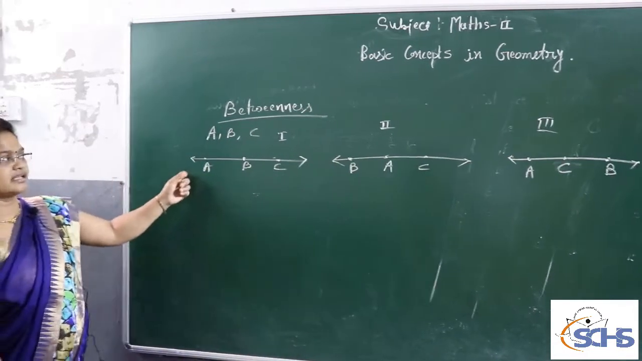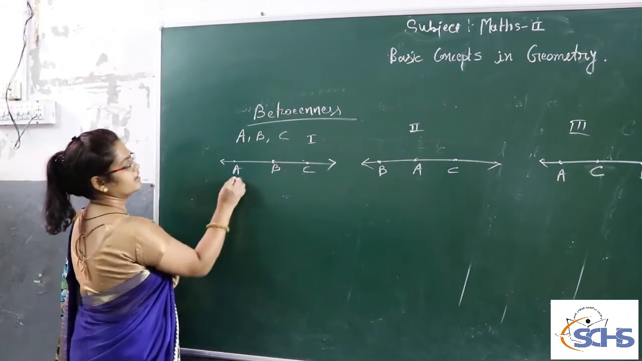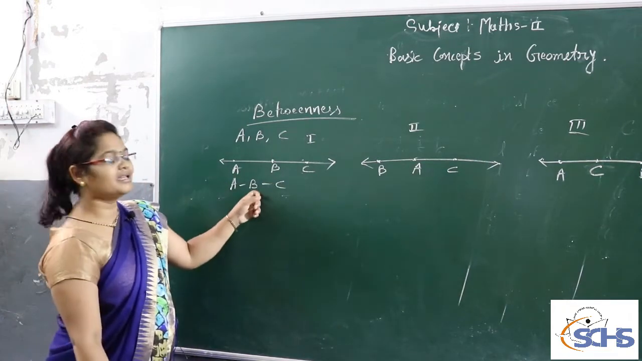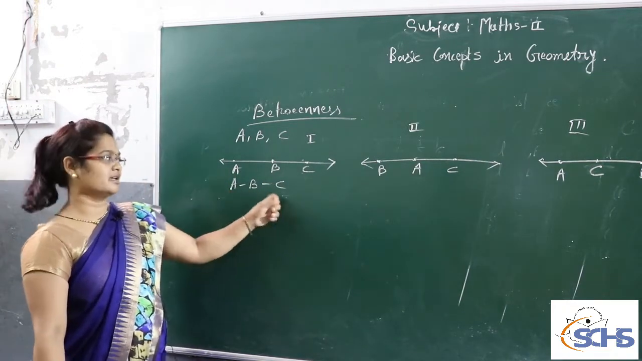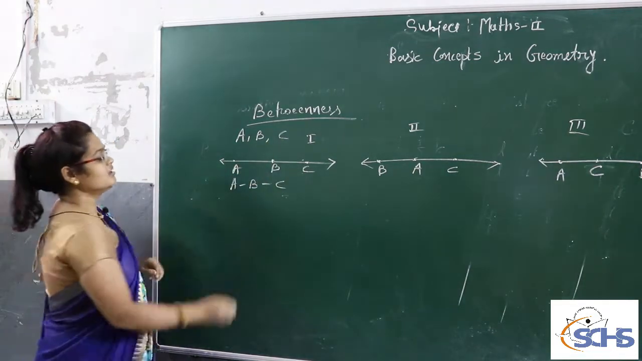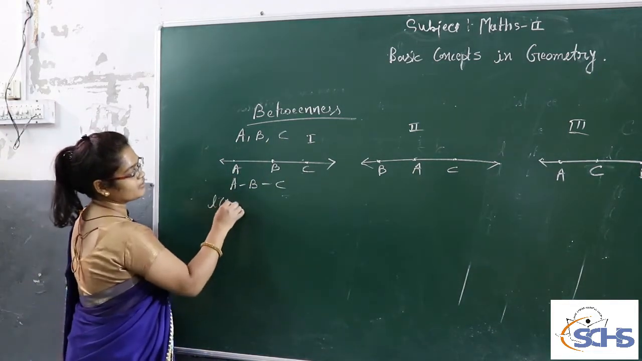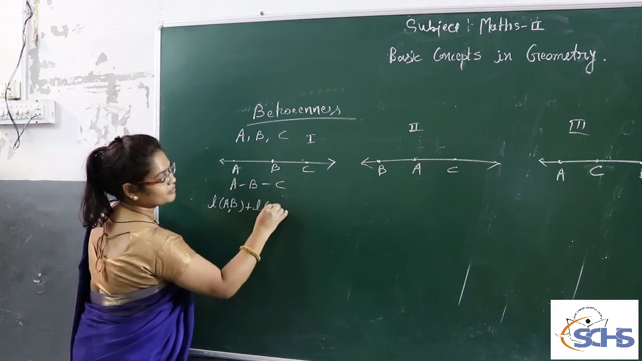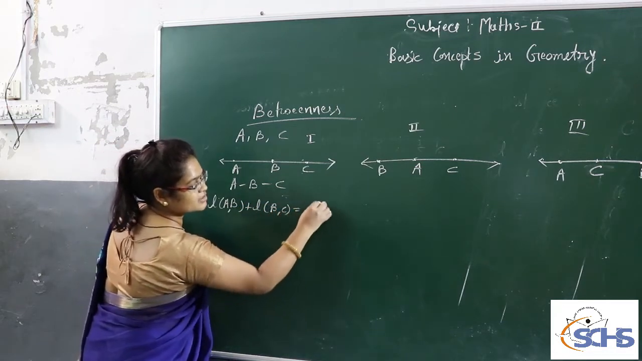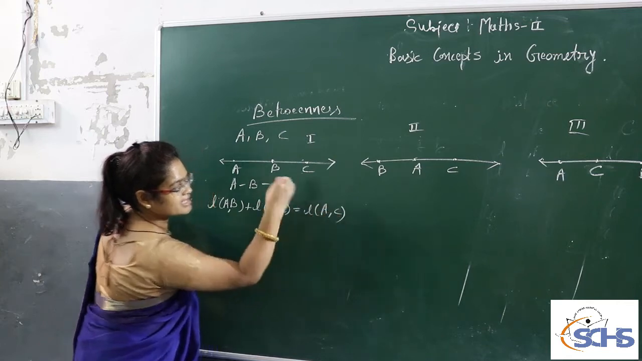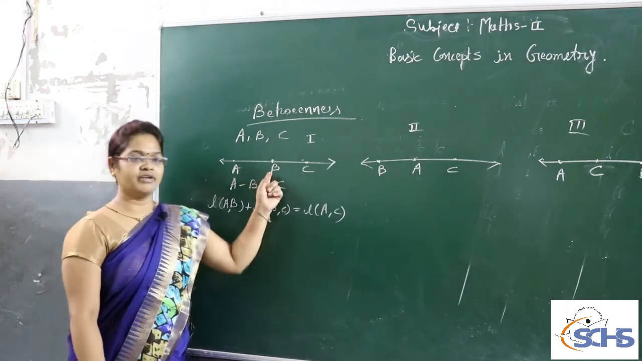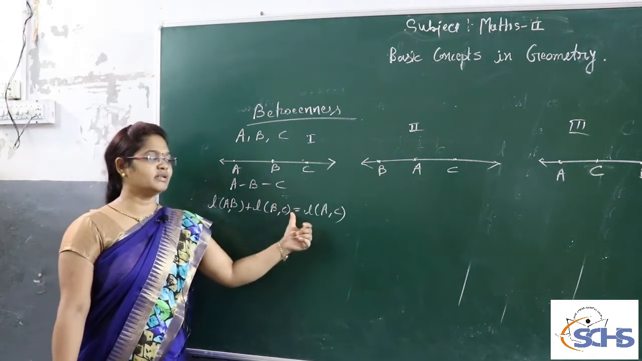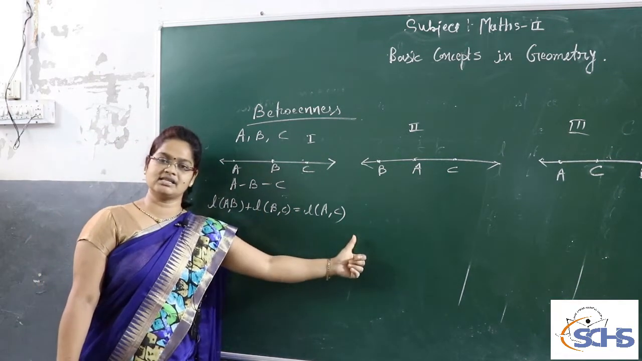So in this case, we know that A dash, B dash, C. It means B is in between A and C. So from this figure we can say that length of AB plus length of BC is equal to length of AC.